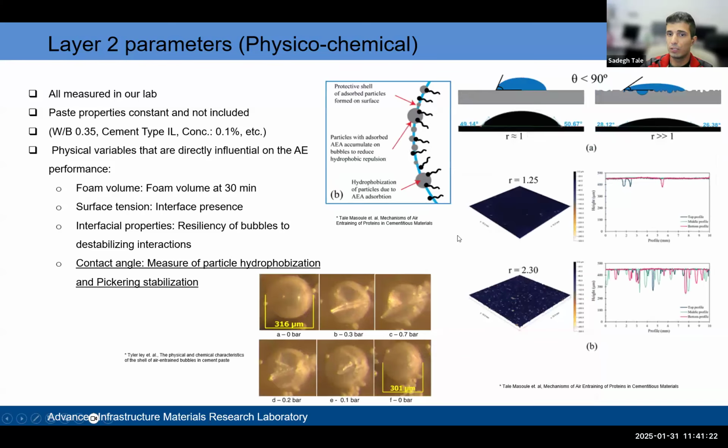We also looked at the Pickering stabilization of particles. Again, particles can go on the interfaces and they affect the stability of interfaces. And this property is kind of hard to measure. So we measured it indirectly using contact angle. So we measured the surface contact angle on hardened cement paste to see the change in hydrophobicity of these particles.